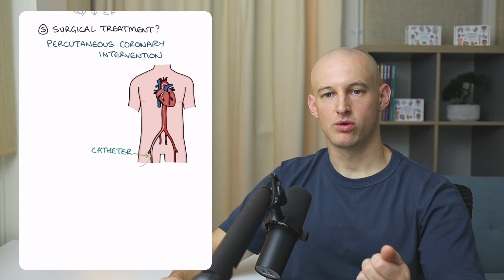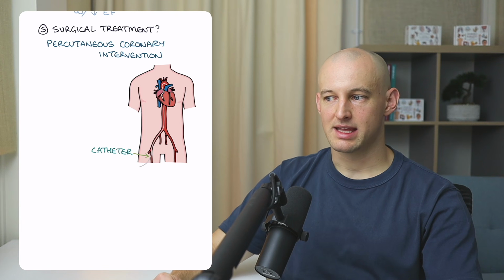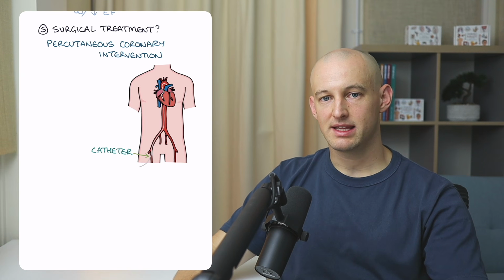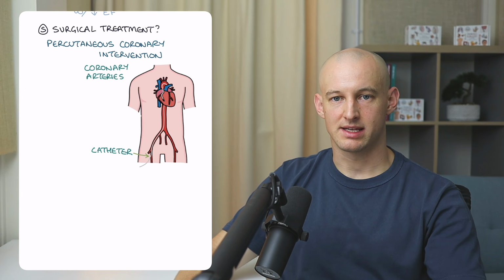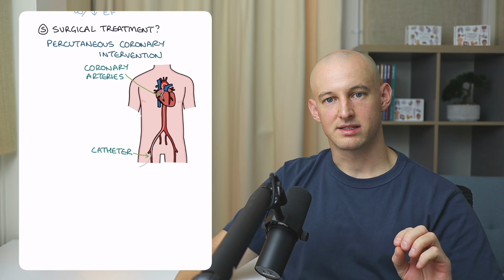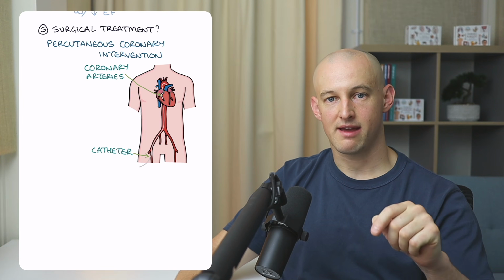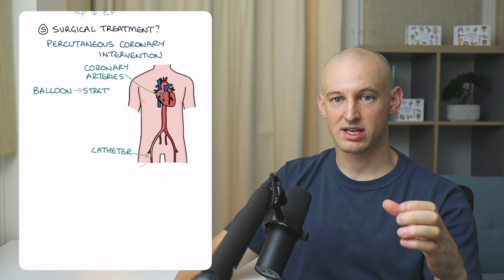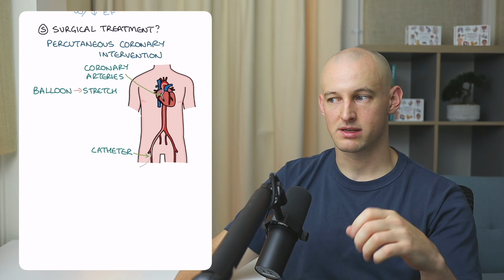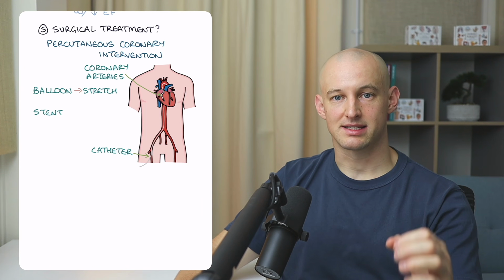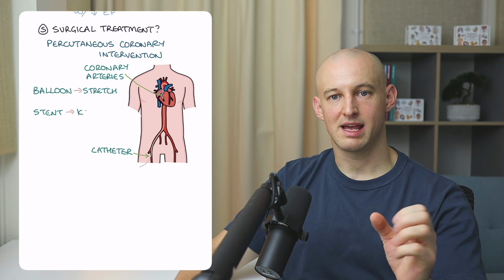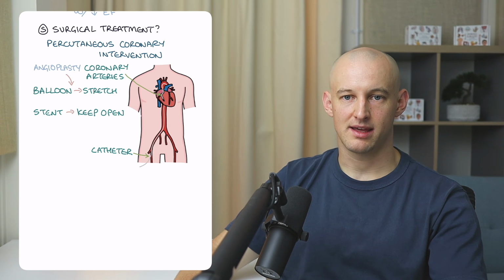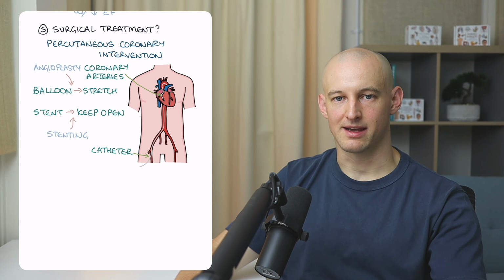or the brachial artery in the arm, feeding this catheter up to the coronary arteries, and then under X-ray guidance, feeding the catheter into the affected coronary artery and using a balloon to expand and stretch the coronary artery where it's stenosed, and then inserting a stent into the coronary artery to keep it open. So stretching it and expanding it is called angioplasty, and then putting a stent in is called stenting.